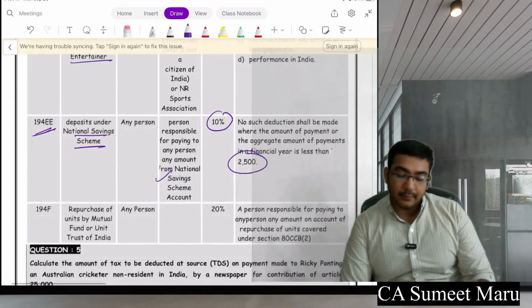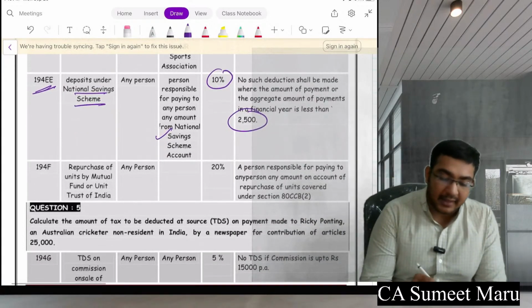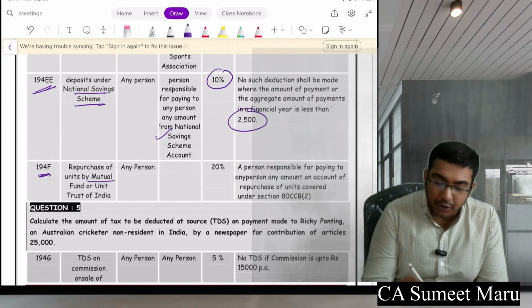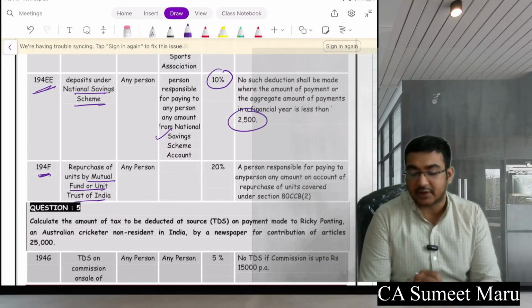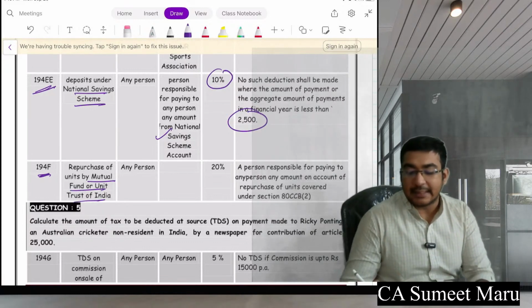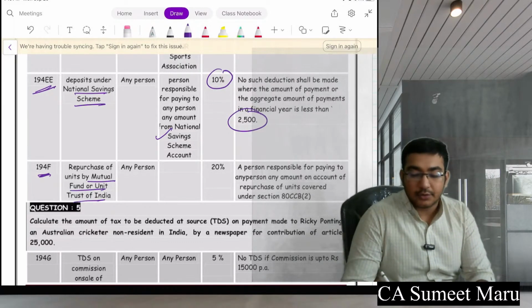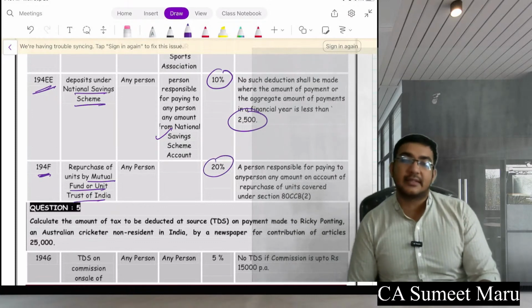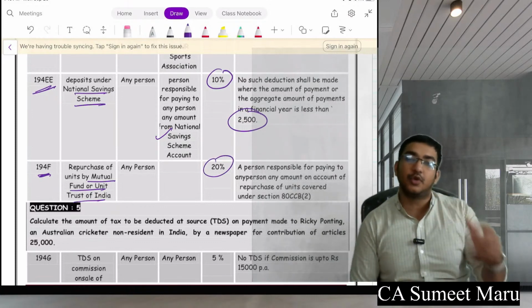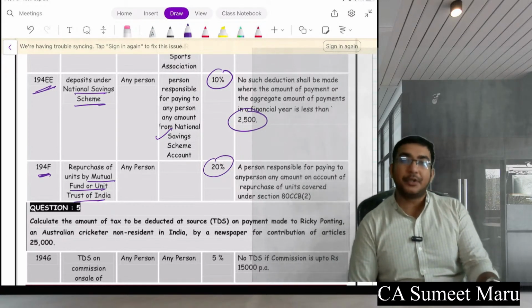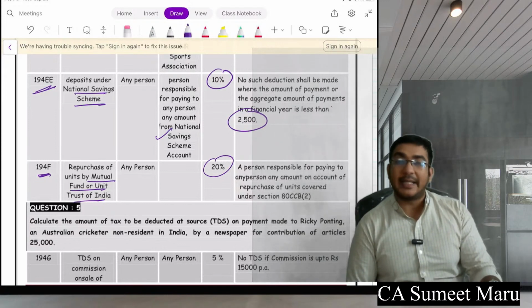Everyone clear? Next, 194F, repurchase of a mutual fund or a mutual unit of Trust of India. If a person is repurchasing this, so your mutual fund, in short, you are selling your mutual fund to anyone else. So one who is paying you will do a TDS at the rate 20% for this.